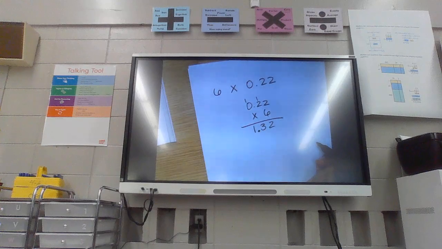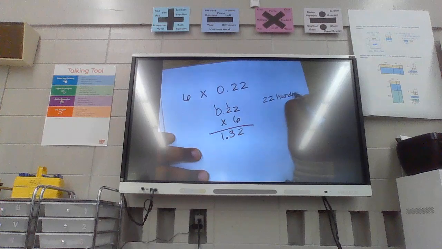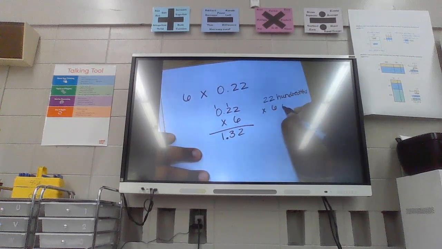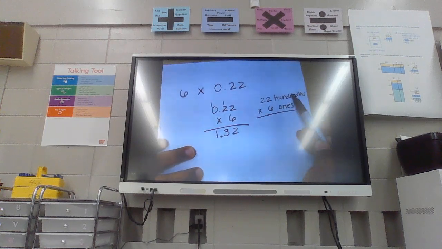Remember I told y'all for multiplying decimals, you don't necessarily have to line up the decimal. You just have to remember the value of what you're multiplying, right? So this right here would be 22 what? Hundredths, multiplied by what? 6 ones. And we know that anytime we multiply something by ones, we end up with what we already have. So I know that my unit is going to end up with what? Hundredths, because hundredths times ones are hundredths, right?